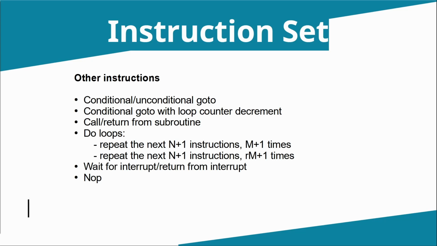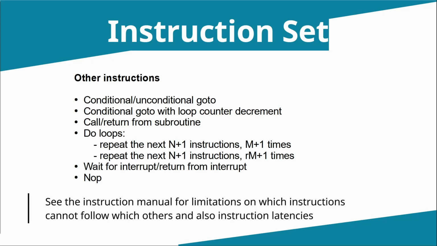So that was integer and floating point register instructions. What about all the other instructions we need? Well, let's run through those briefly. So as you'd expect, you've got both conditional and unconditional go-to instructions, and a conditional go-to variation where it's for looping. So an R register counter is decremented through each loop.